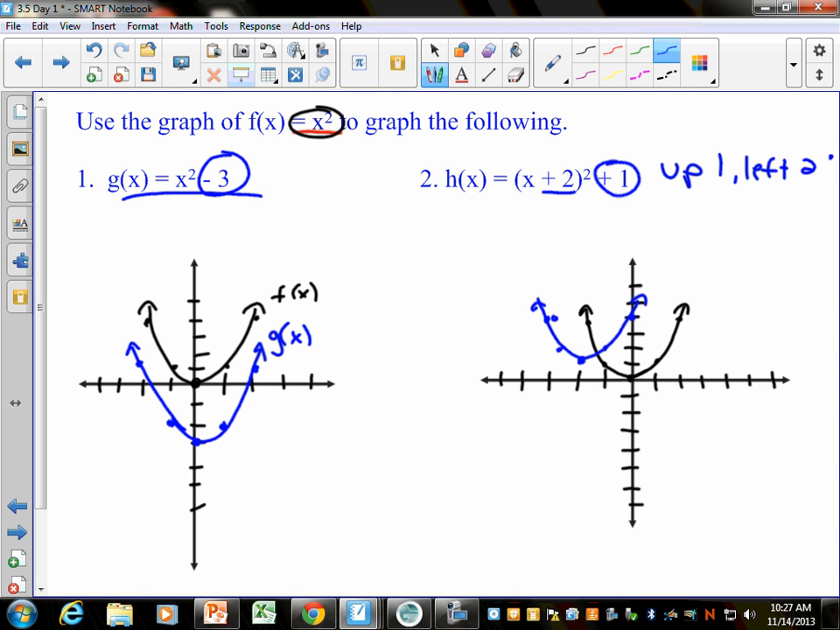Transformations. Not so bad, right? Left and right. What else can we do? We can reflect it, and we can stretch and shrink it. Stretch and shrink's where it gets a little crazy. But let's see if we can finish this first.